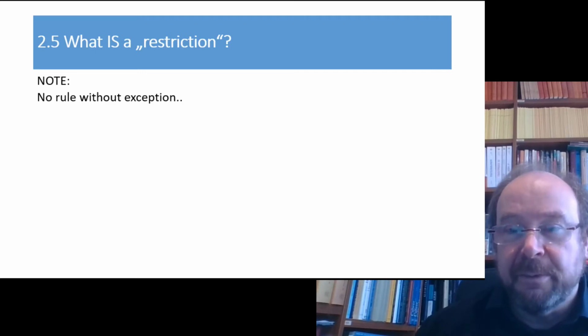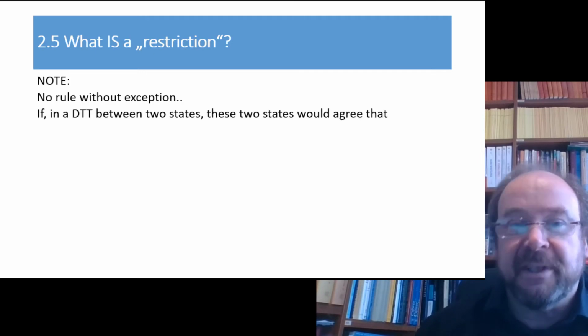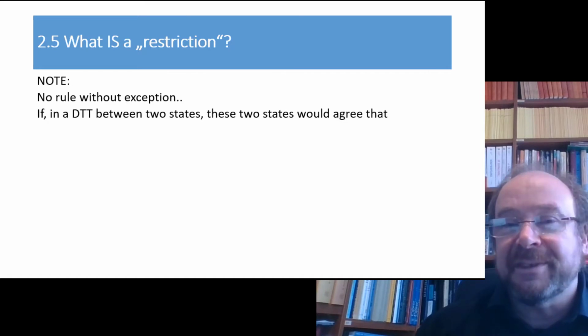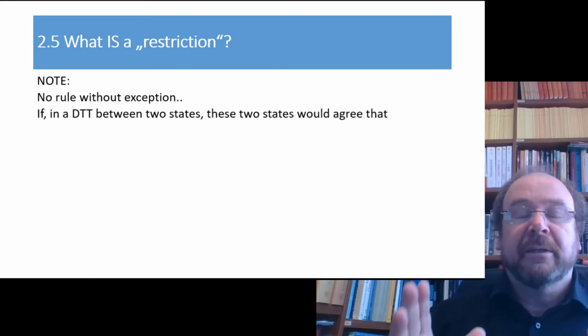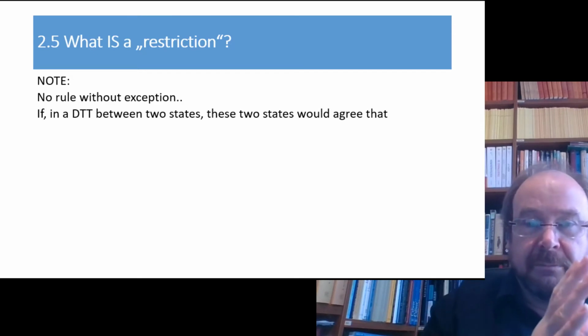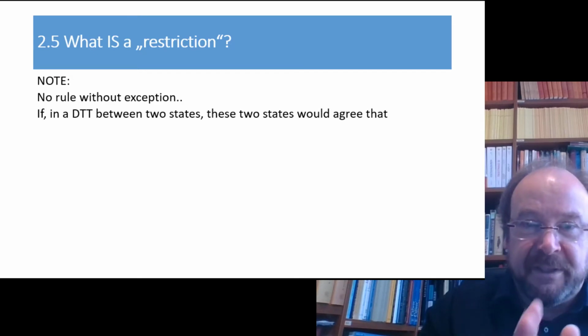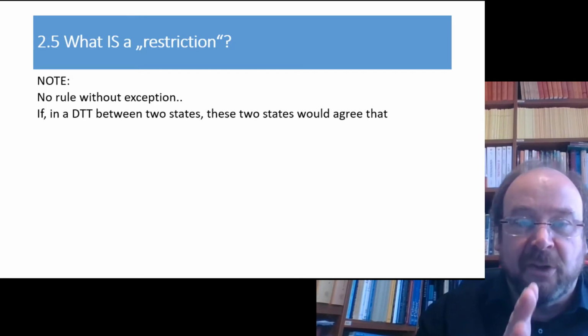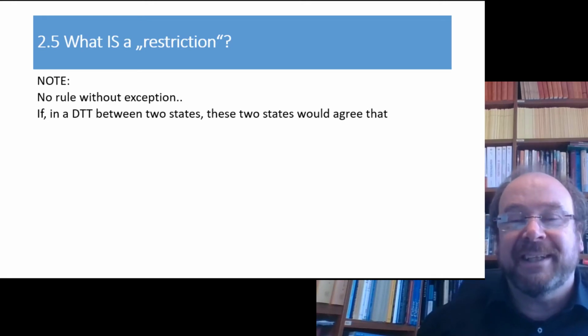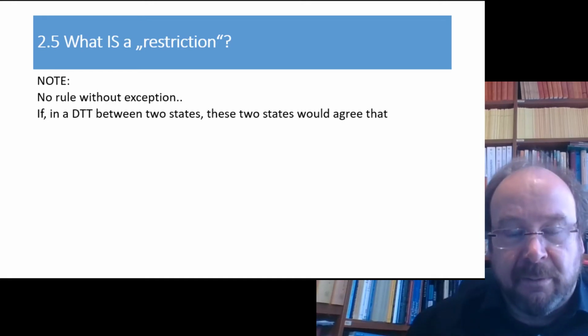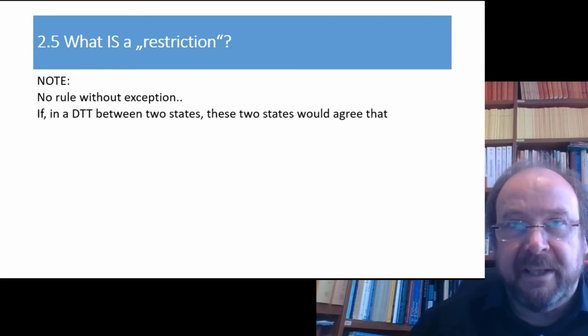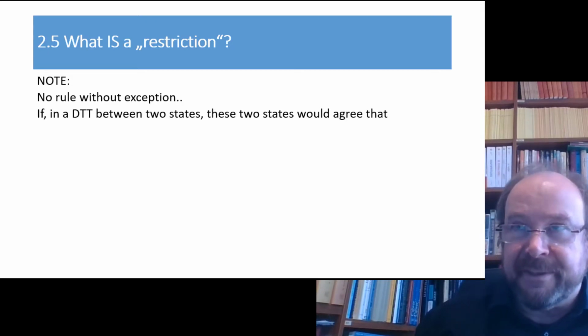Now, there is no rule without exception. If, for example, in the double taxation treaty, two states would agree to delimitate the scope of their laws in a way which is clearly and plainly unfair to the taxpayer, that could be criticized.